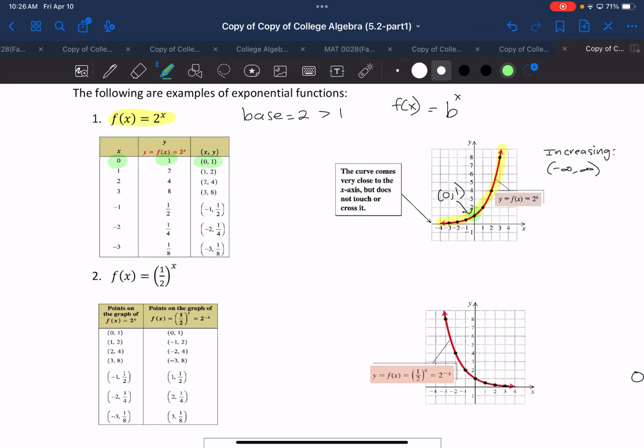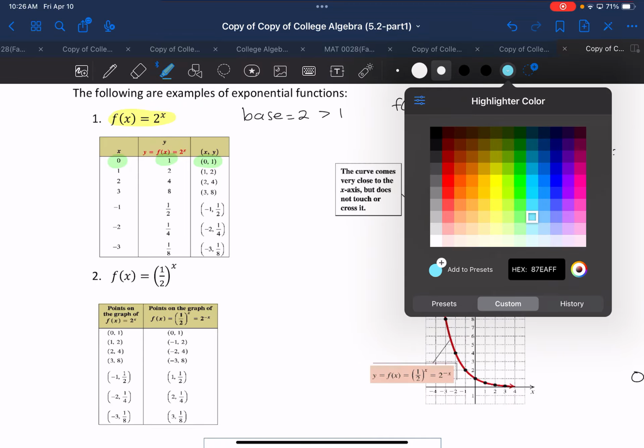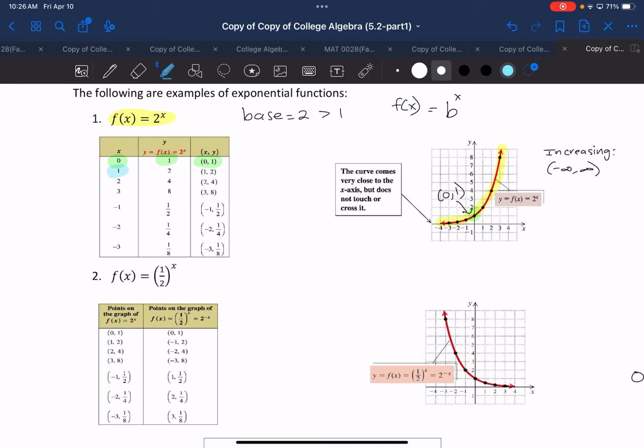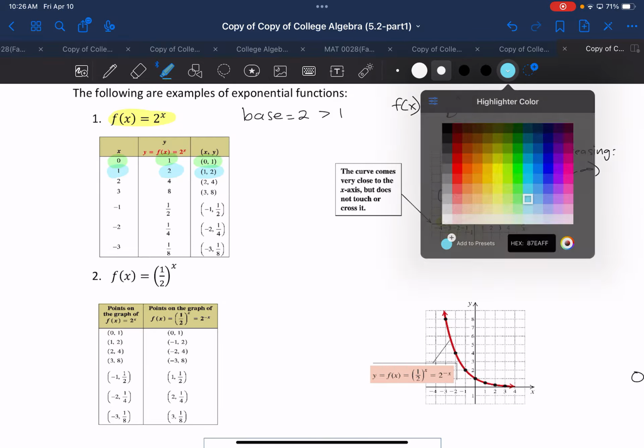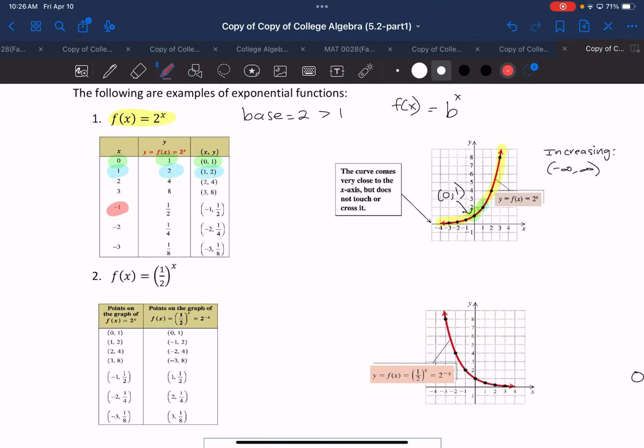And then, of course, I could find a couple of other additional points just by plugging some values in for x. So if I plug 1 in for x, 2 to the 1 power is just 2. So that gives me the point (1, 2), which is right here. And the other one I want to talk about is if I plug in -1 to this function, f of -1 is equal to 2 to the -1 power.